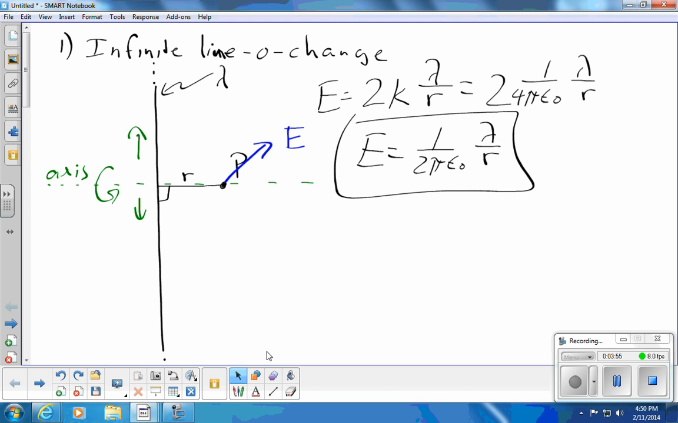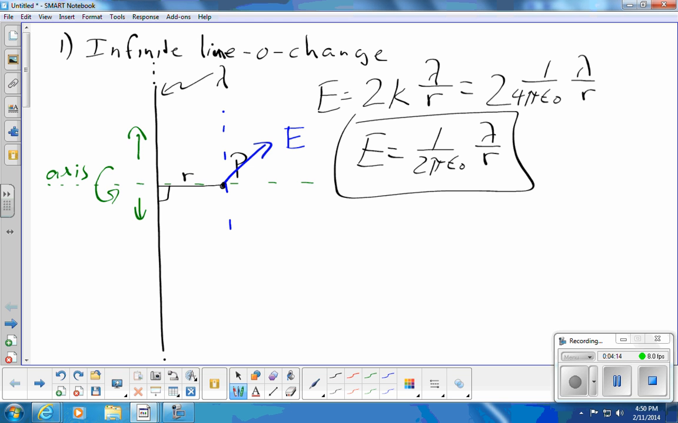What that means is that because this thing has symmetry above and below this axis, the field has to have symmetry as well. What it really means is that the field can have no component in the direction parallel to the wire, because then you would have a preferred direction, up or down.